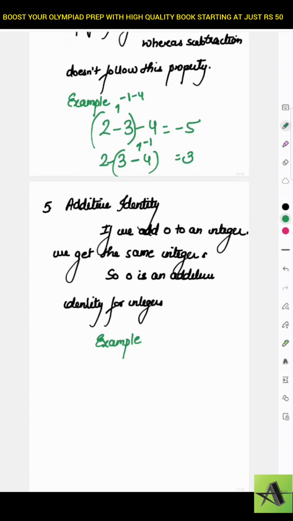The last one is the additive identity. The additive identity says: what should I add to an integer to get the same number? Suppose there is a number 3, and what should I add to 3 to get 3? It would be 0 only. That's the only number that I can add and get the same answer. So 0 is the additive identity for integers.